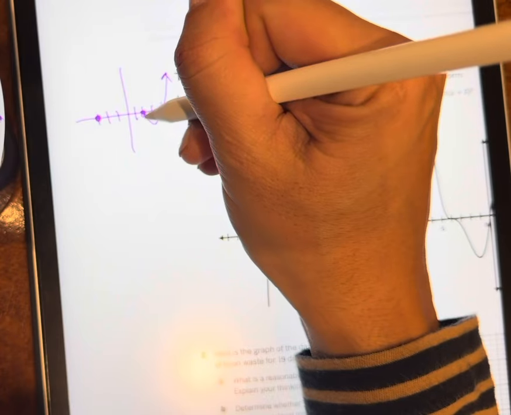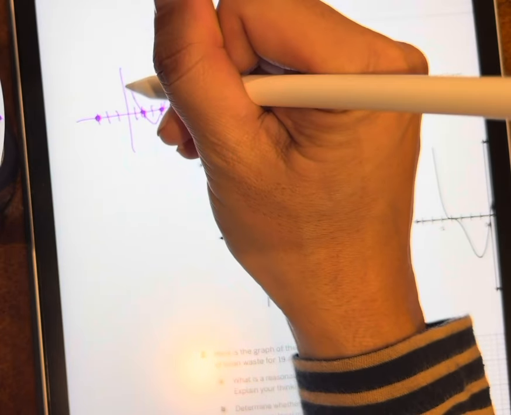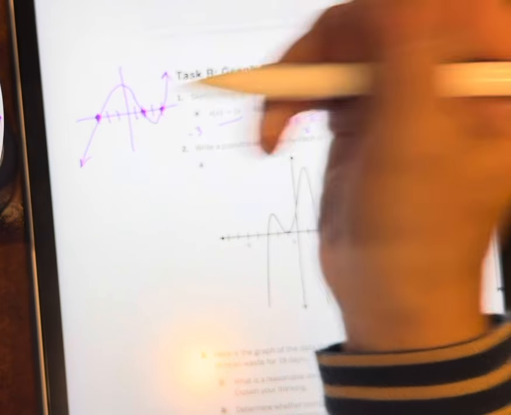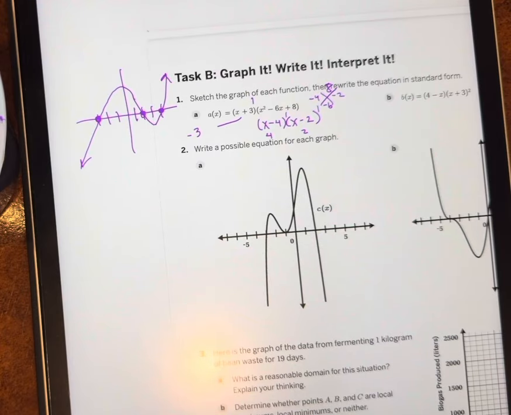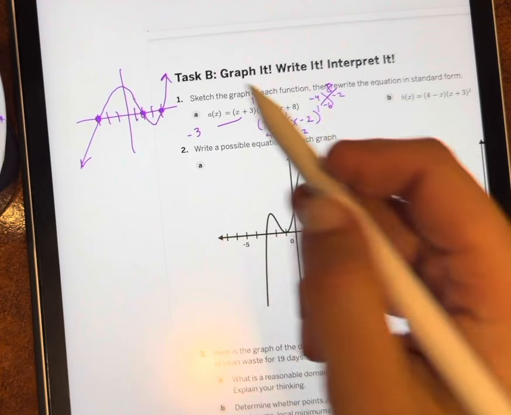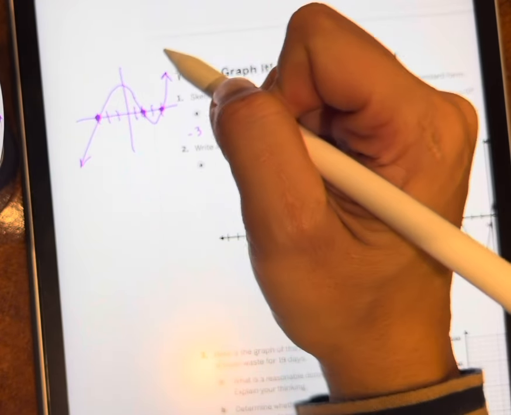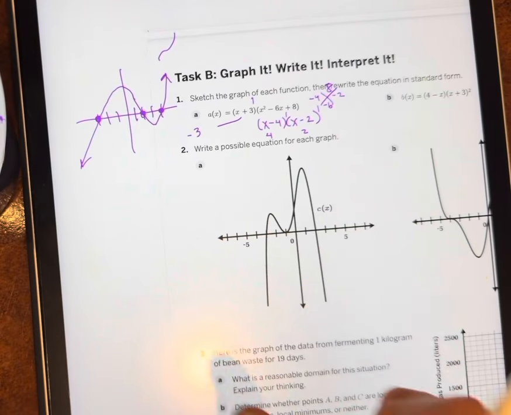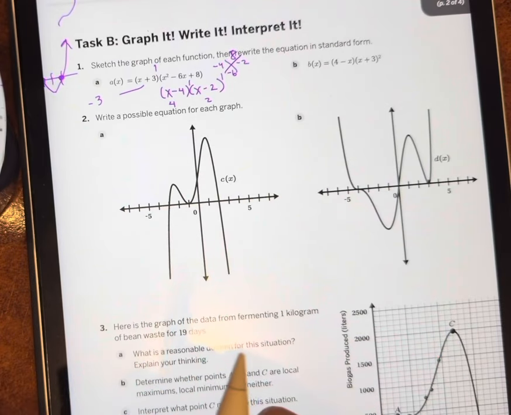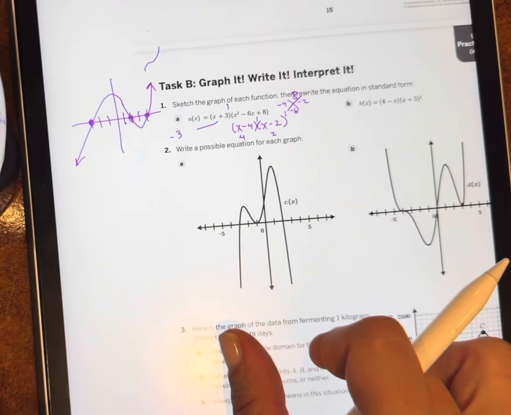Then it needs to come back to go through that. Then it needs to come back to go through that. That's it. All right? It just goes through. Multiplicity 1 means it goes through and does no wiggles. All right? Okay. Oh, and write it in standard form.